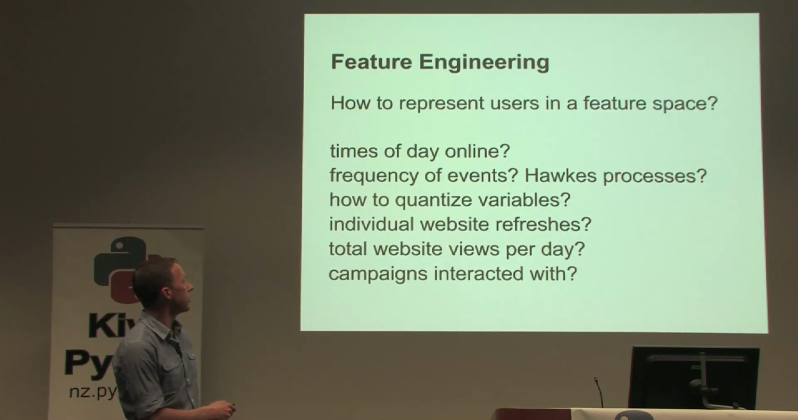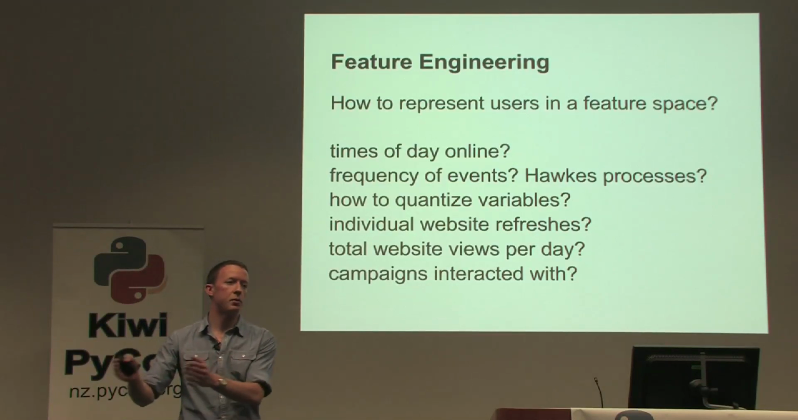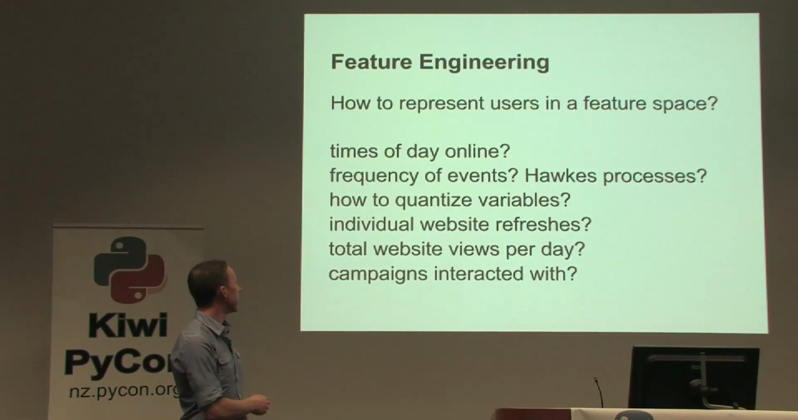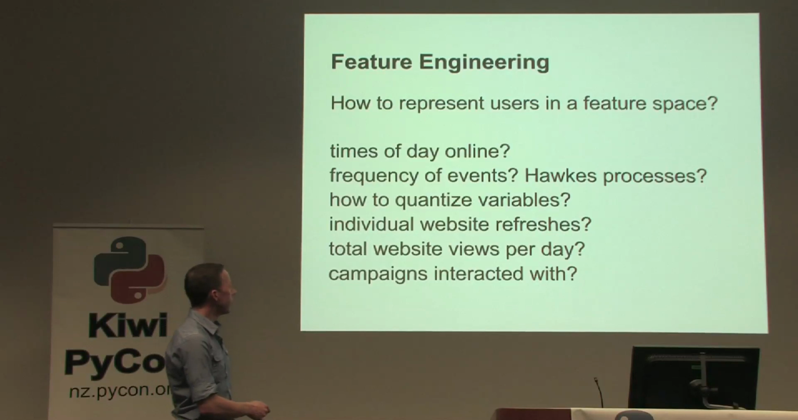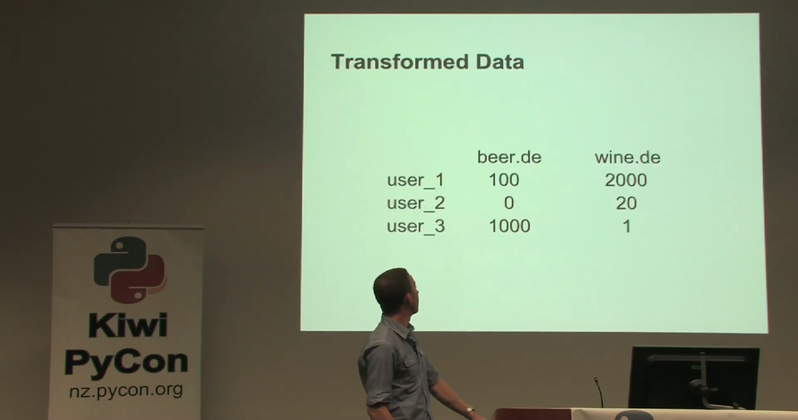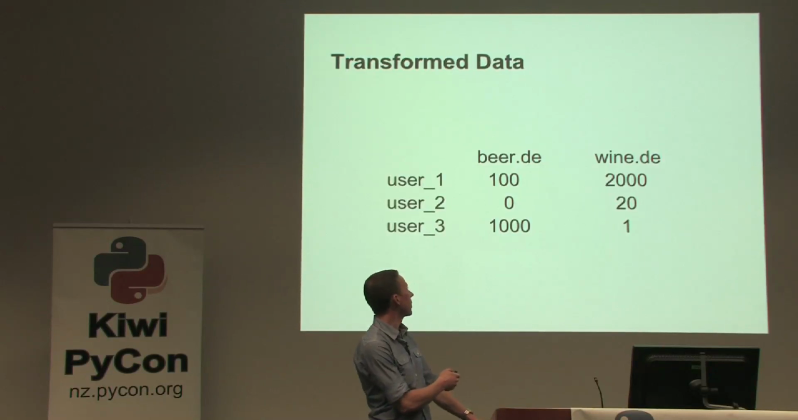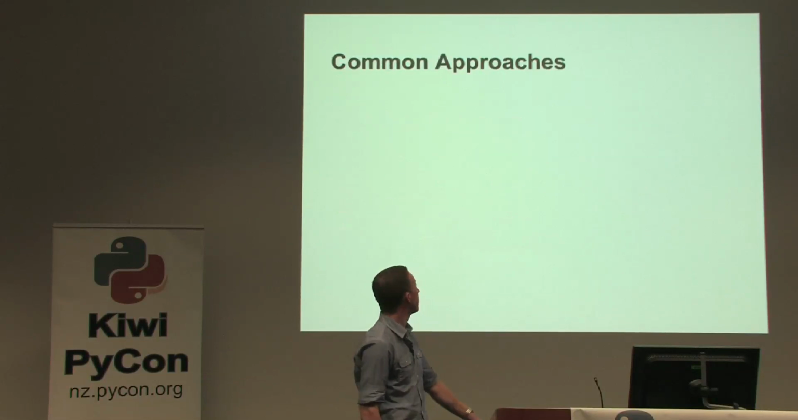How often do they refresh pages? Are we going to look at the day across hour blocks, or are we going to look at minute blocks? How do we discretize it? Do we look at how many times they've been to a website, or just which website they've been to? There's any number of ways you could do this, and it's quite important, but it is an art form. For instance, this user here is more likely to be interested in wine and beer, and so the campaign results should reflect that, if this is a bulk wine sale.